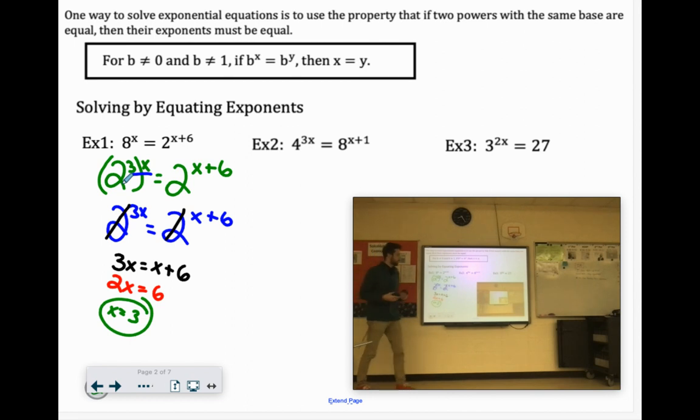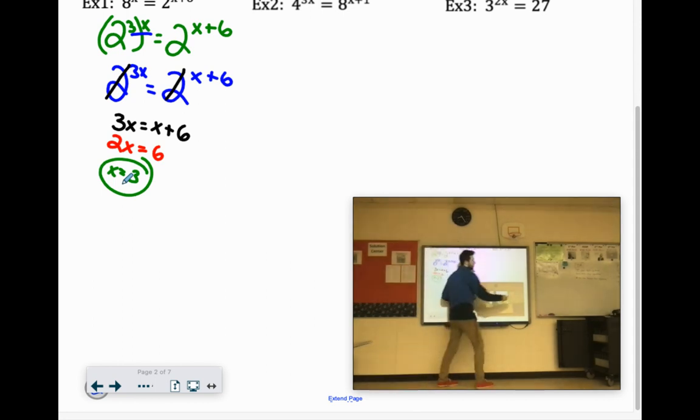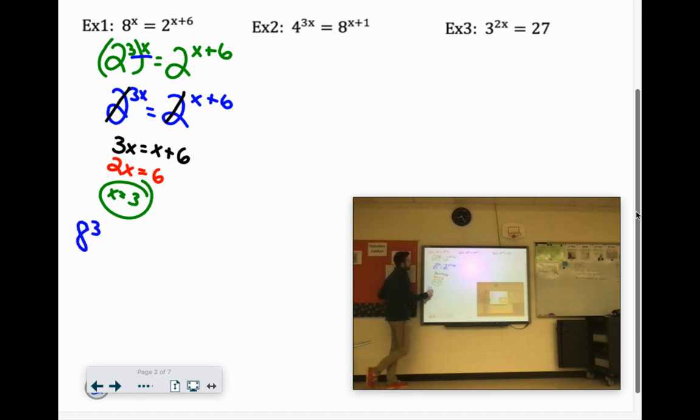Now you're going to want to double check these answers. If you want, you can put them into the original. So if we put them into the original, we'd have 8 to the third equals 2 to the x plus 6. So 3 plus 6 is 9. Now, if you want, you can rewrite 8 as 2 to the third.